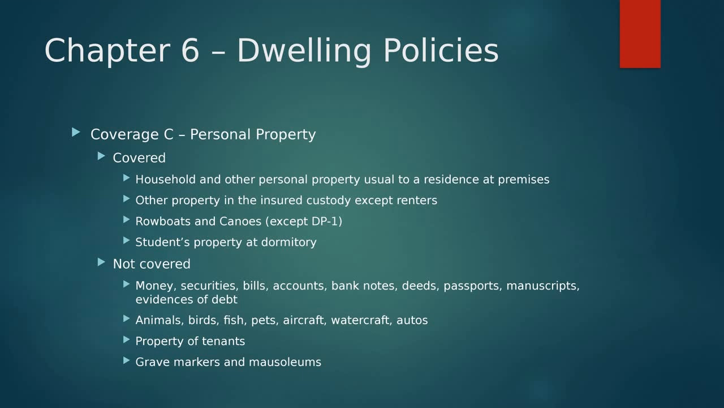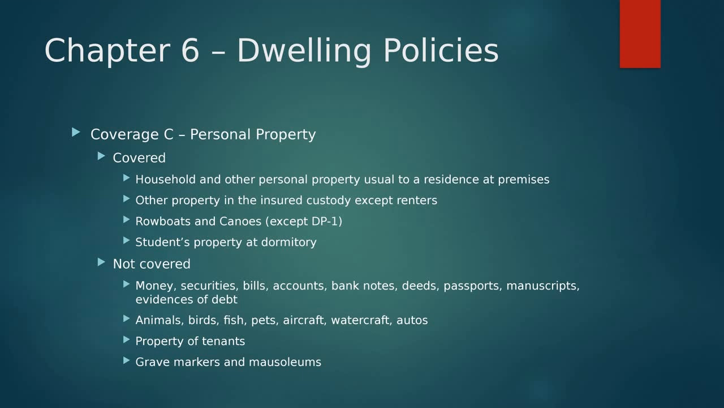What is not covered under dwelling policies at all: they're not going to cover any amount of money, securities, bills, accounts, banknotes, deeds, passports, manuscripts, evidences of debt. They won't cover any animals, birds, fish, pets, any aircraft, watercraft, automobiles, any property of tenants, and also no grave markers or mausoleums.